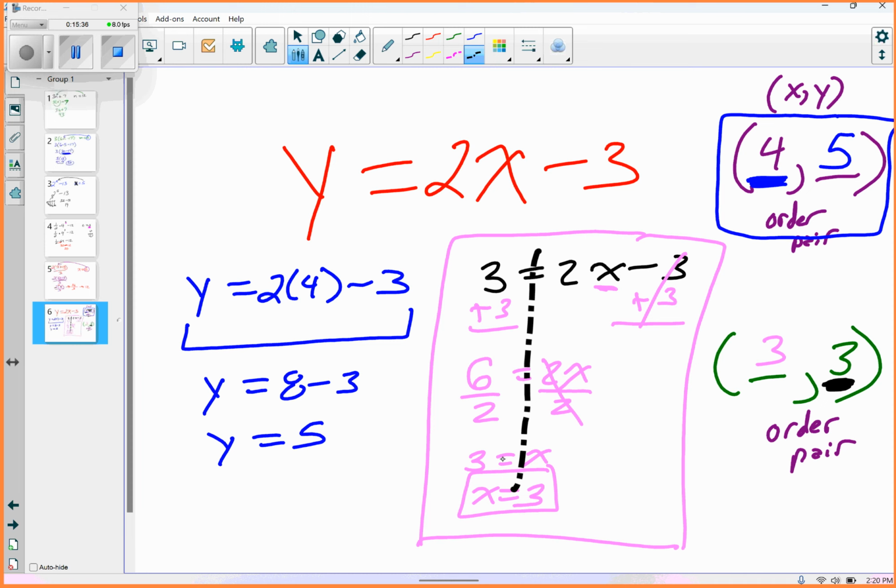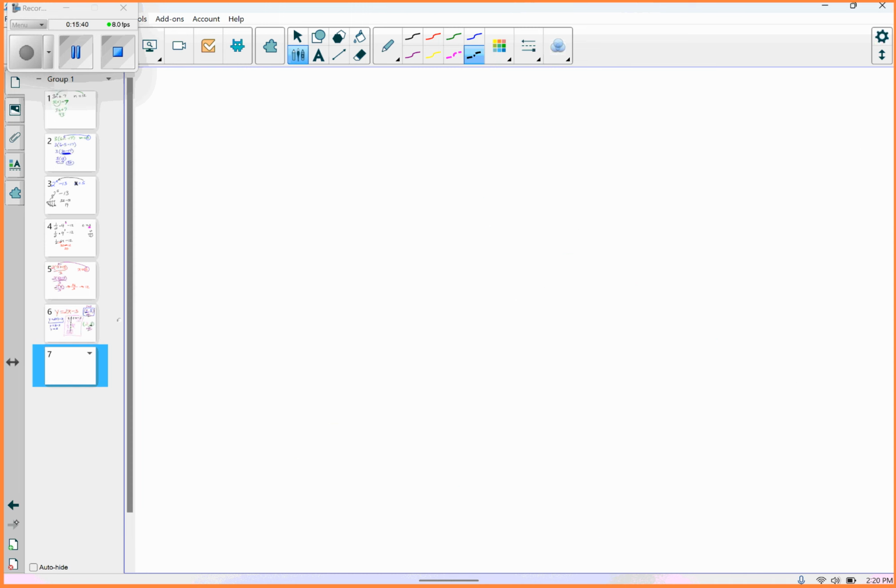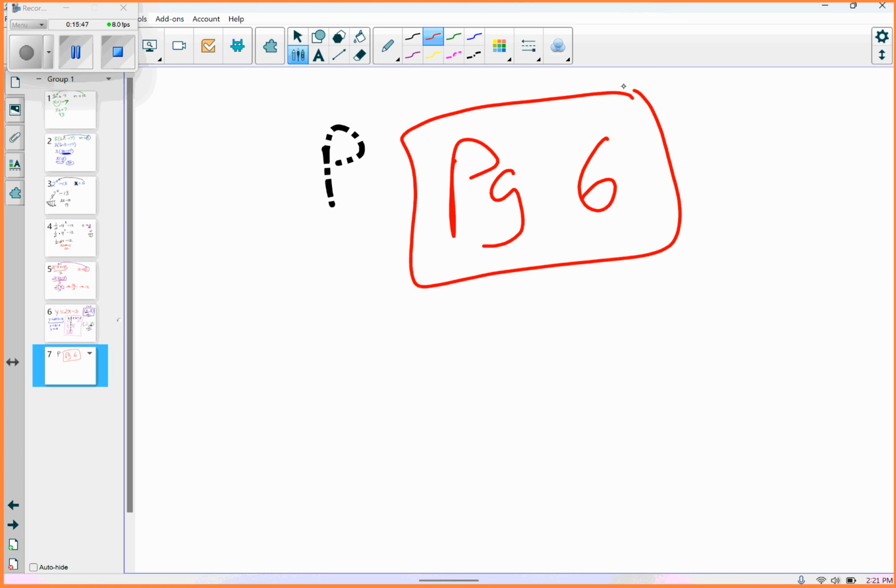Hey, my friends, what I would like, being that you all have this sheet, let's look at page 6. Work together to get page 6 done.